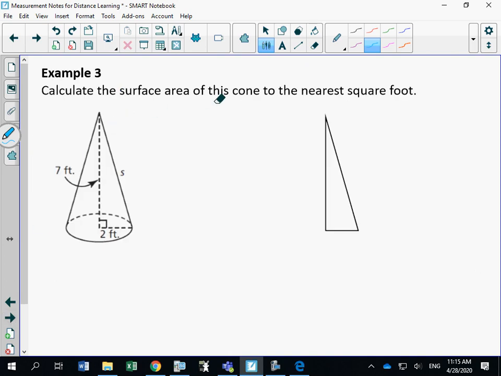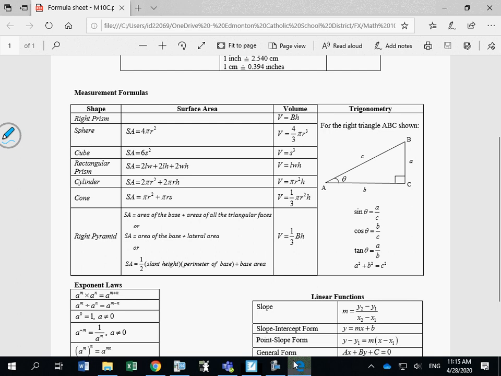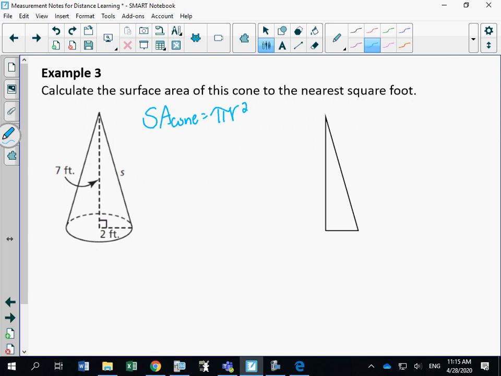Okay, calculate the surface area of this cone to the nearest square foot. So first thing, it's a cone, and they want surface area. So let's go to our formula sheet, find surface area of a cone. Here it is. Surface area is pi r squared plus pi rs. Remember that this is the circle, and this is what we call the lateral surface area, which is the wraparound part.